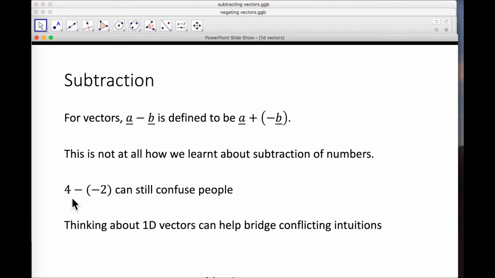They can generally follow the procedure that gets the right answer, but I don't know that their intuition gives them a terribly good feeling for why that procedure gives the right answer. And again, thinking about one-dimensional vectors can help here.